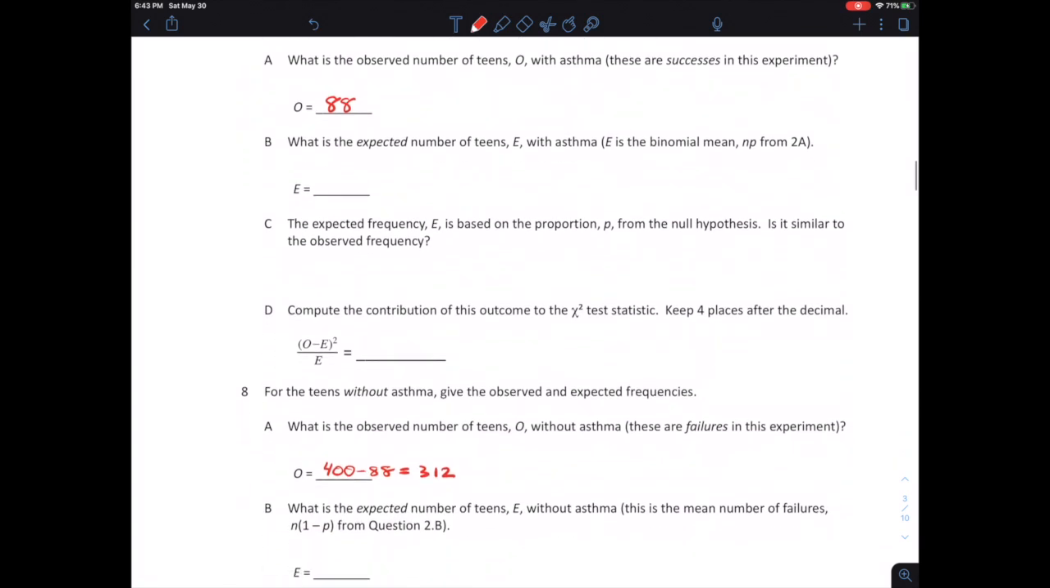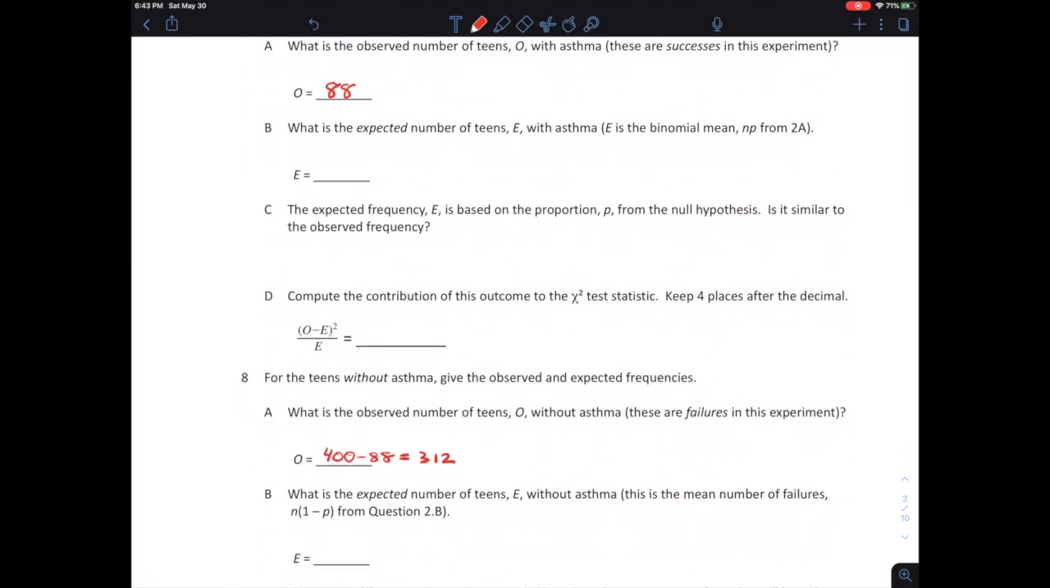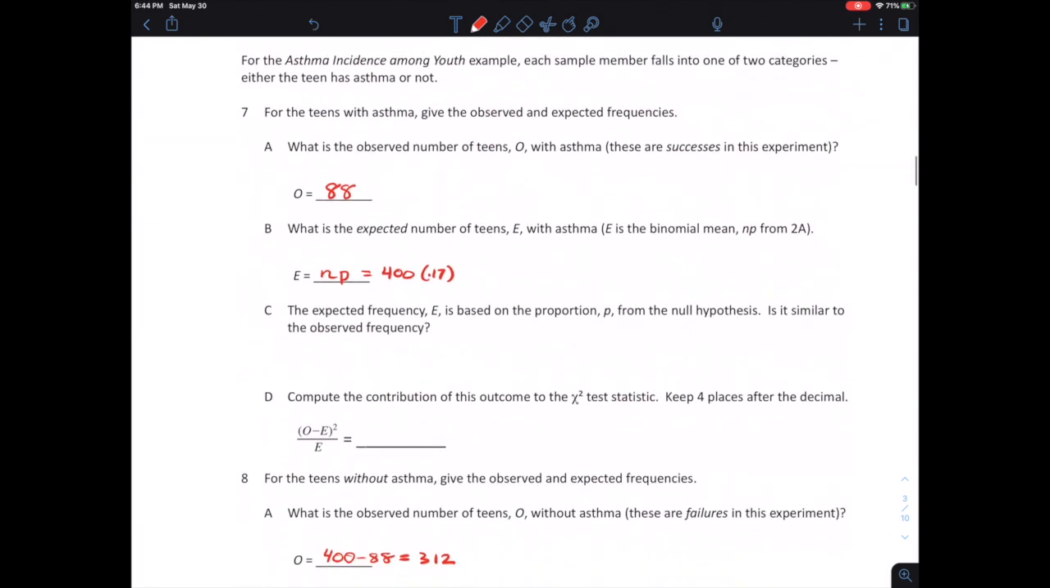Now, the expected frequency is always n times p. You're just taking 17% of 400 here, so np is the formula for expected frequency. Again, it's the 400 boys, and we need 17% of them. Why? Because the null hypothesis said 17% of boys have asthma, and that's what we expect if it's true. 17% of what? 400. And it turns out 17% of 400 is 68.